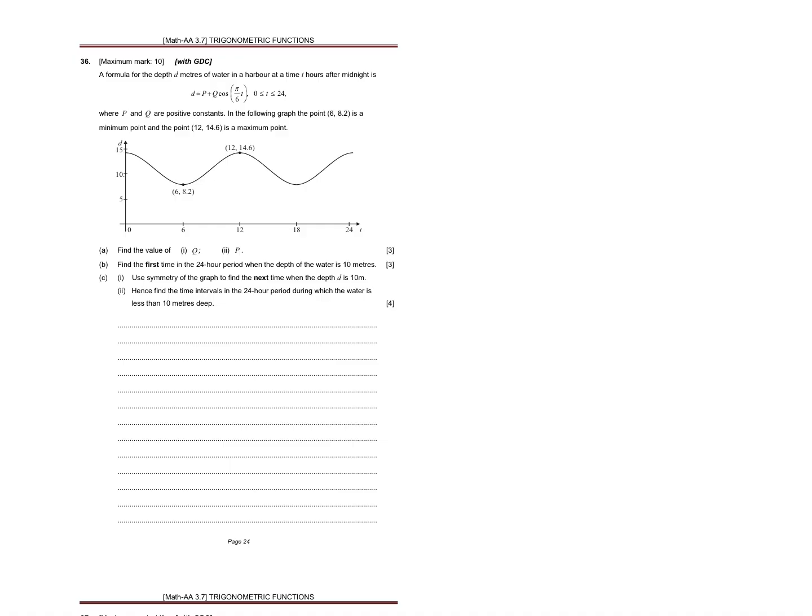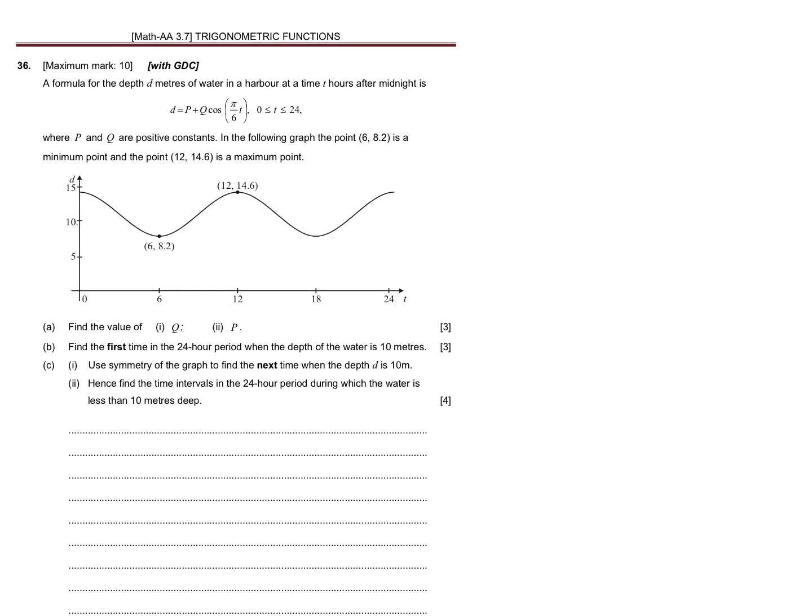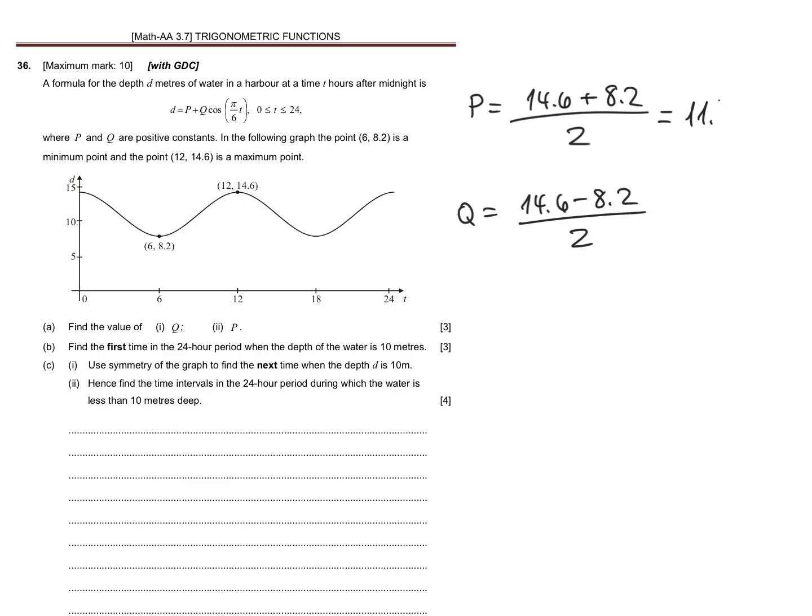In the following graph, that's a min, that's a max. Find the value of Q, find the value of P. So P is max plus min over 2. Q is max minus min over 2. So this is equal to 11.4, and this is 3.2.